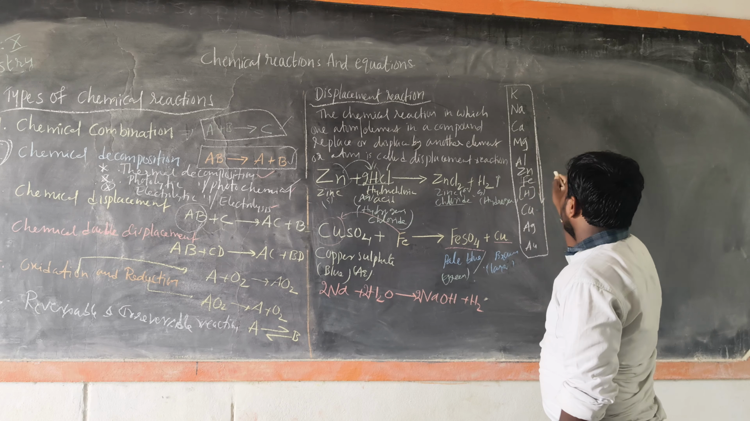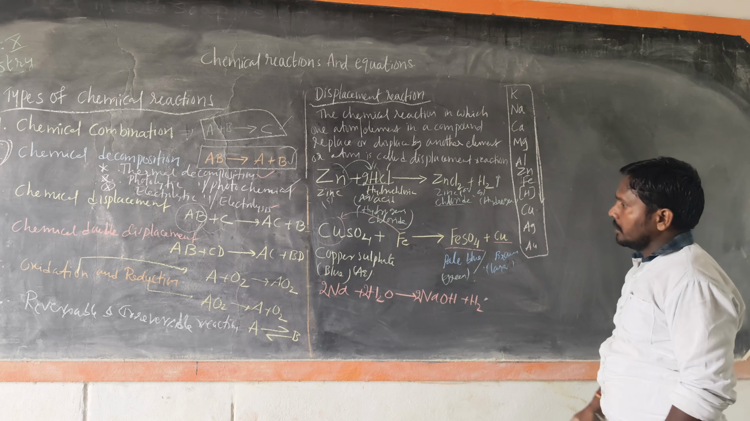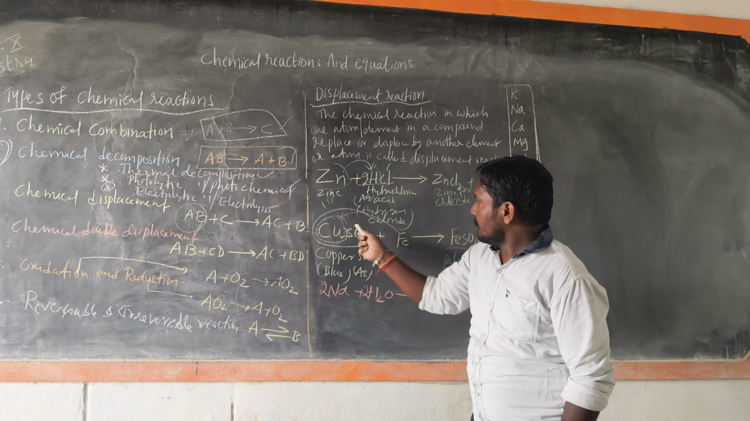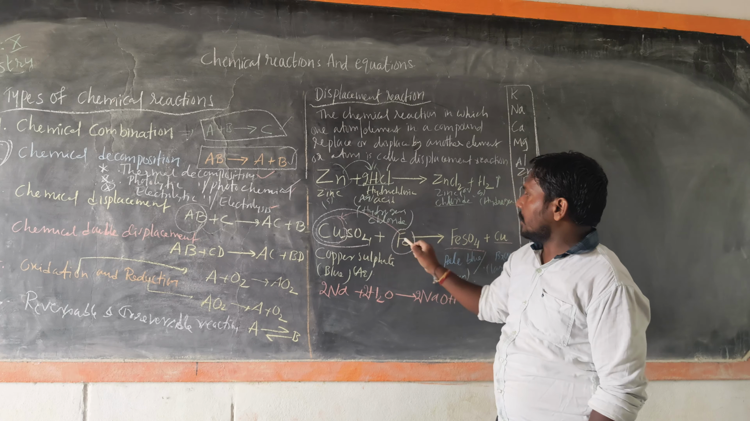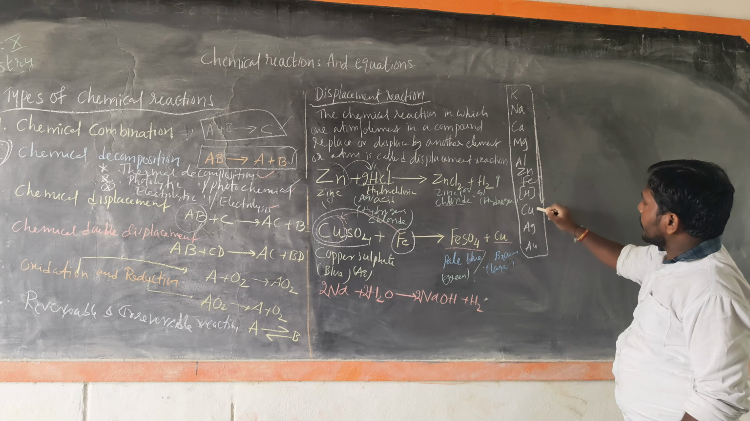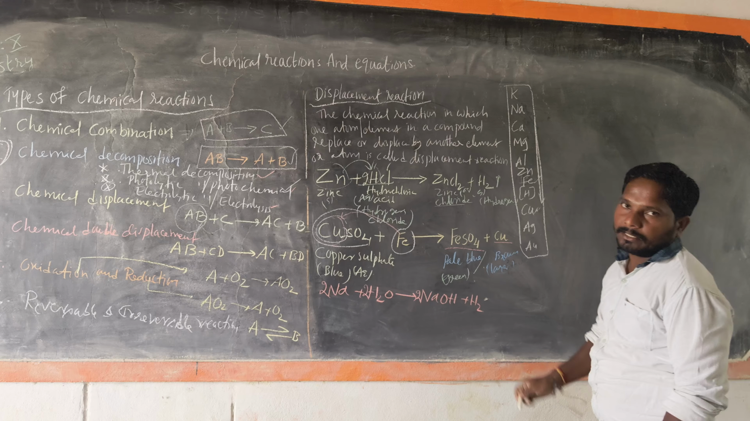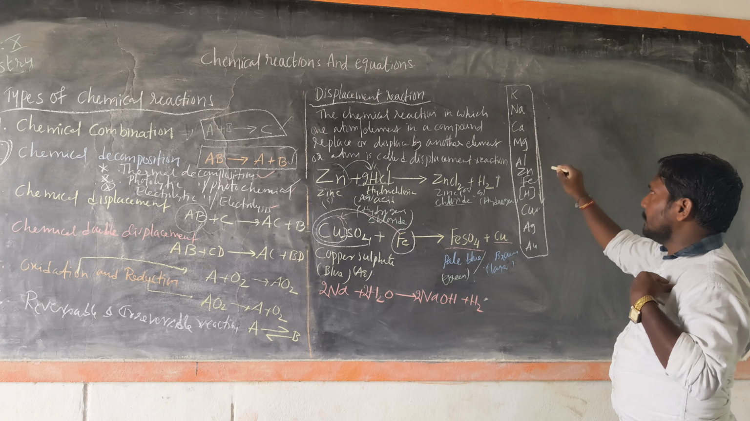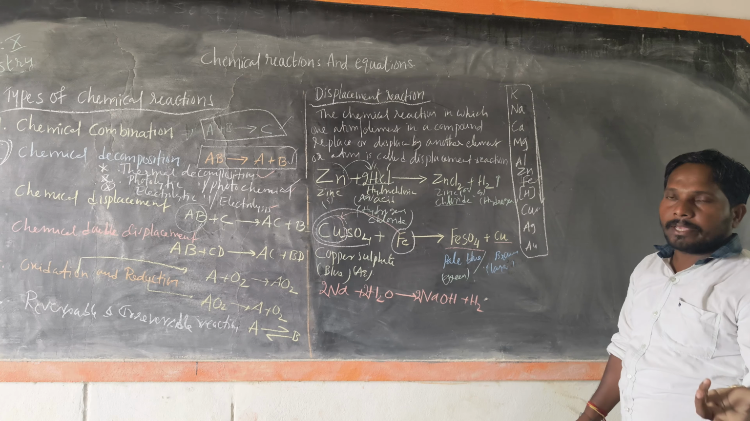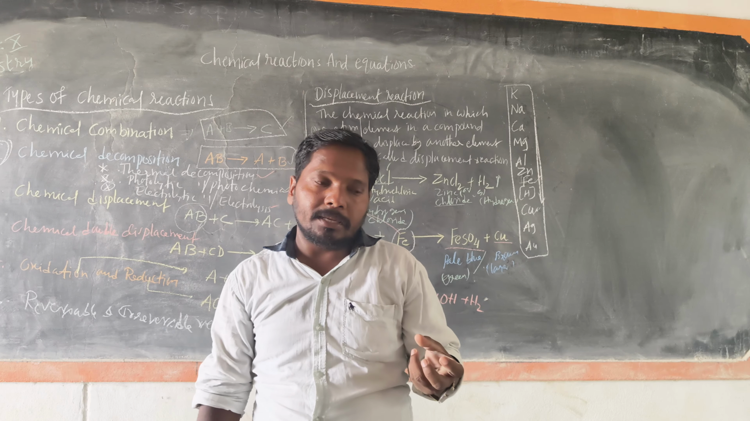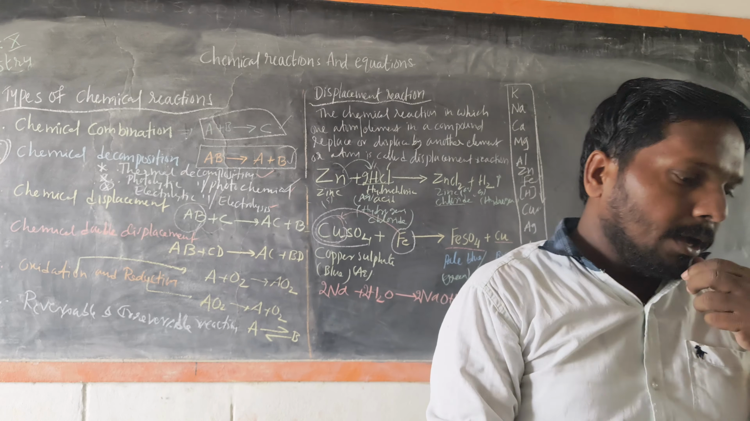zinc, iron. So here, see: CuSO4 and iron. Iron is more reactive than copper. So here iron easily displaces copper. Right? A more reactive metal can easily displace a less reactive metal.